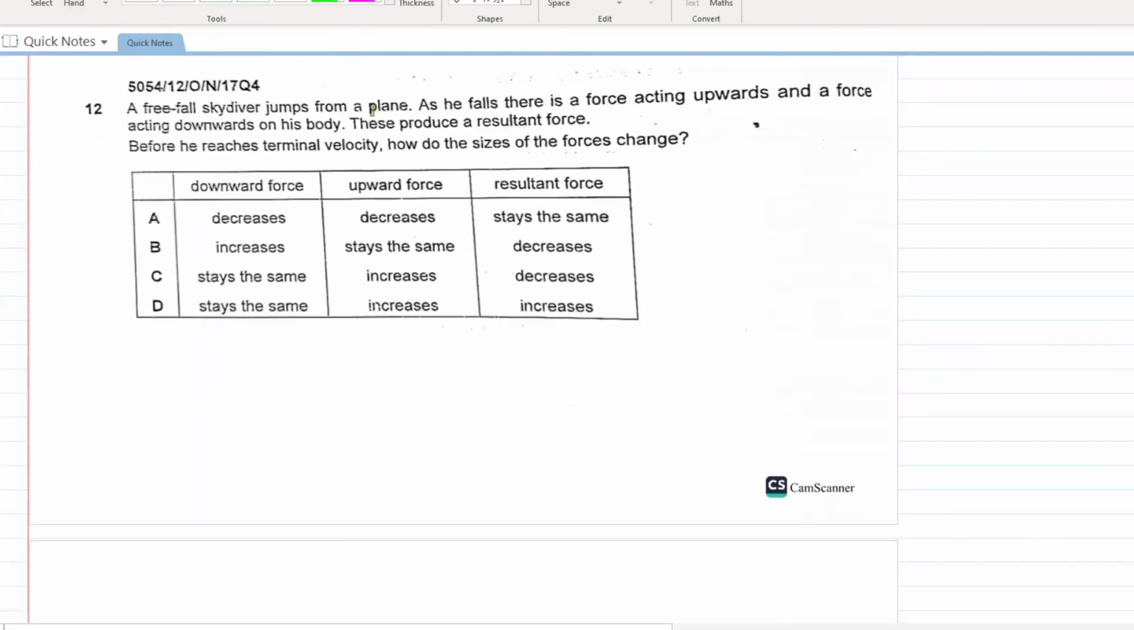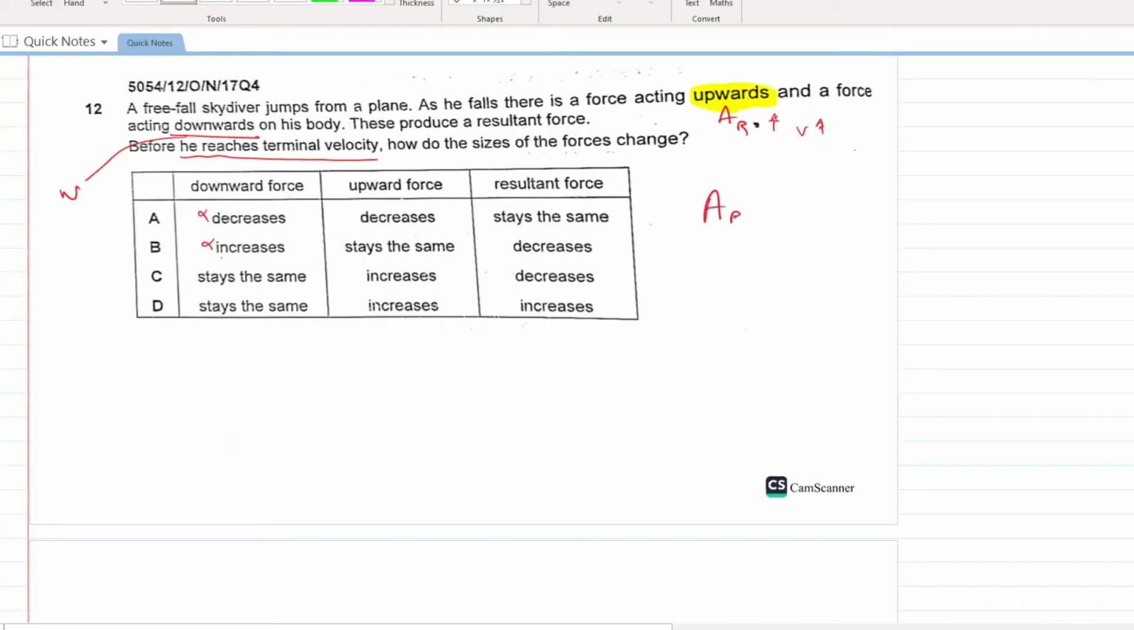A free fall skydiver jumps from a plane. As he falls, there is an upward force and a downward force acting on his body. The upward force is air resistance. The downward force is weight. These produce a resultant force. Before he reaches terminal velocity, how do the sizes of these forces change? The downward force stays the same because it is weight, so A and B will get cancelled out. The upward force increases because air resistance increases as velocity increases.